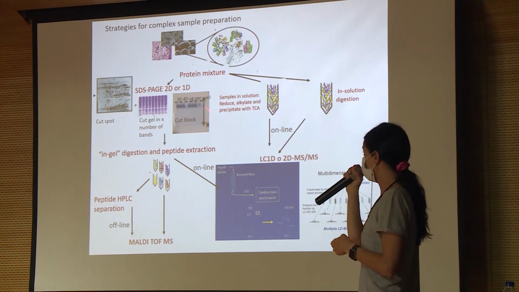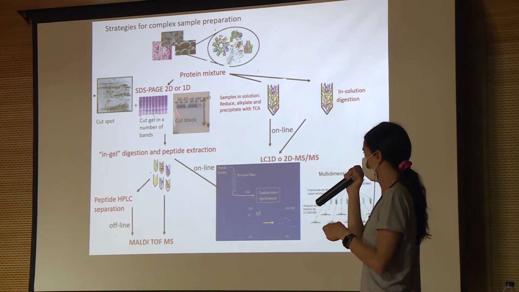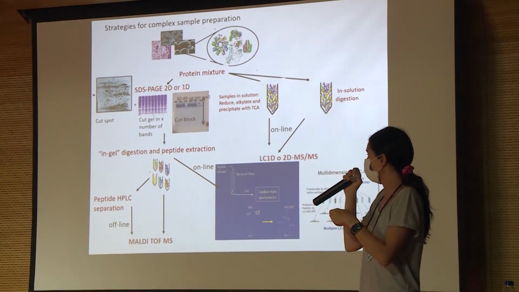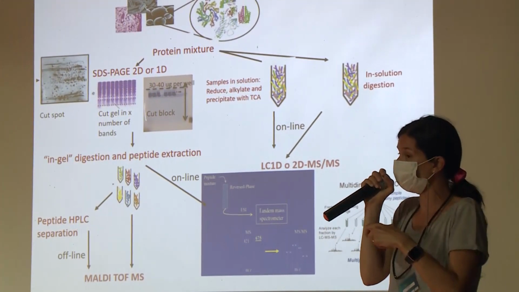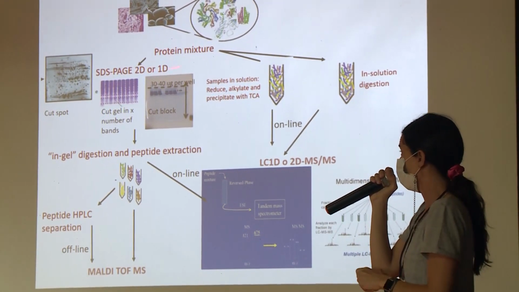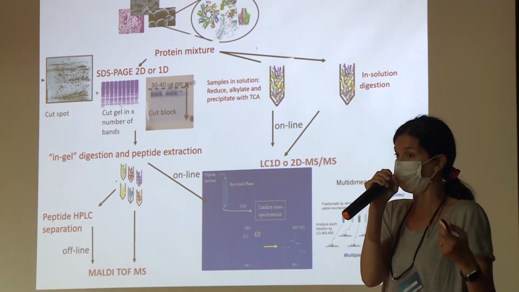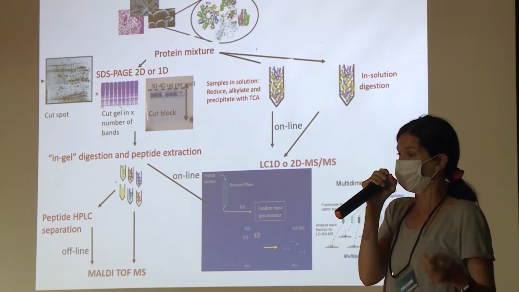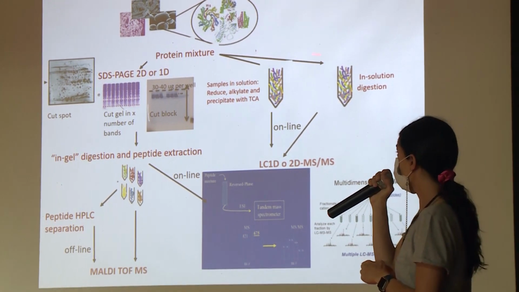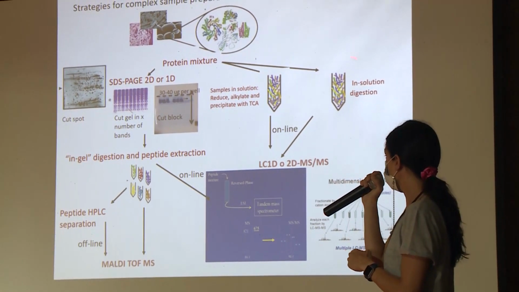Or you can just inject the whole sample in a monodimensional SDS-PAGE, let it go into the separating gel like 1 centimeter, you cut that block, and then you work with that block. You're not really reducing the complexity there, but it's an option that is used a lot, and that's why I mentioned it here. Your other option is to go for in-solution digestion.